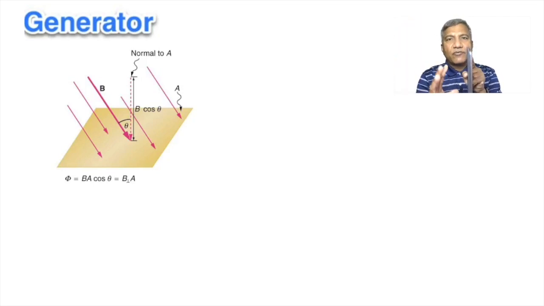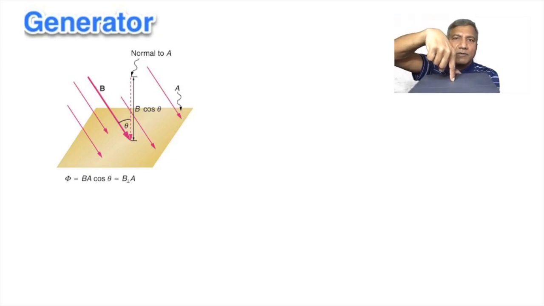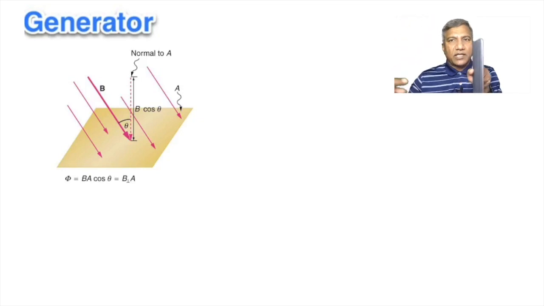Therefore, the magnetic field passing through a surface is given by B cosine theta, where B is the strength of the magnetic field and theta is the angle between what? Between the perpendicular to the surface and the magnetic field. Cosine 0 is 1. That's why when the surface is this way, the magnetic field is this way, the angle being 0, maximum field goes through it because cosine 0 is 1. And cosine 90 is 0, so no magnetic field passes through the surface.